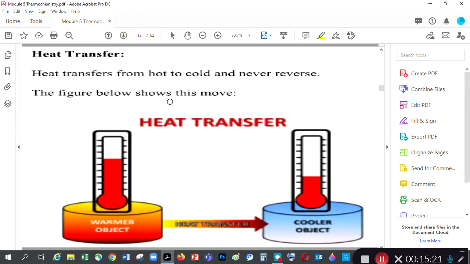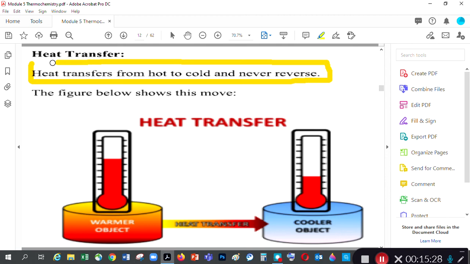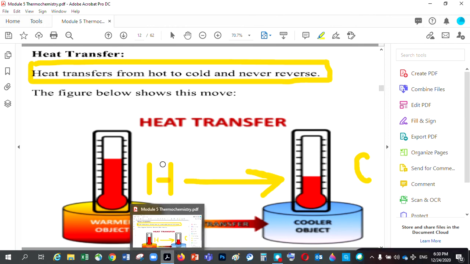So heat transfer, and remember that's always the rule, heat transfers from hot to cold. See, this is hot, and this is cold, one way, so it does not reverse. So heat transfers from hot to cold and never reverses, and we have to really understand this. Heat will never come from cold to hot, it's just one way.